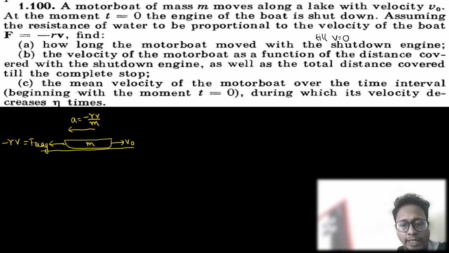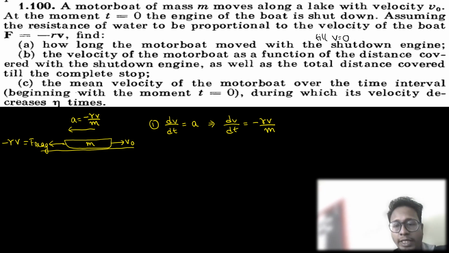Okay, so can I rewrite the equation? dv by dt is equal to acceleration. And what is the value of acceleration? dv by dt is equal to minus rv by m, where r and m are constant, only v is variable here. So can we integrate this? Of course. dv by v is equal to minus r by m dt. I just took this v down here and dt up here.